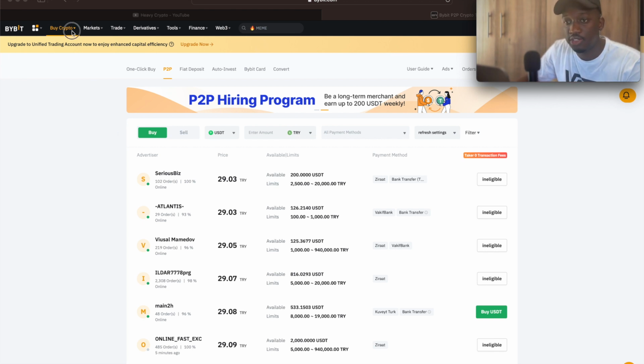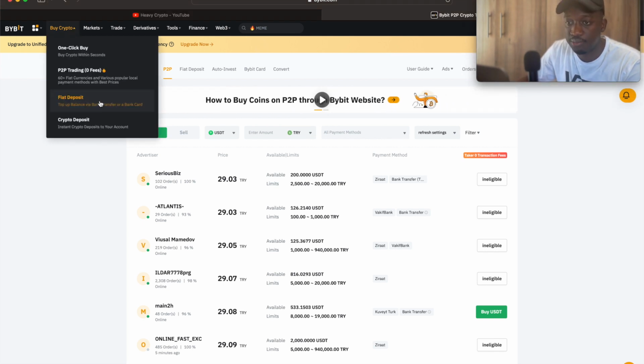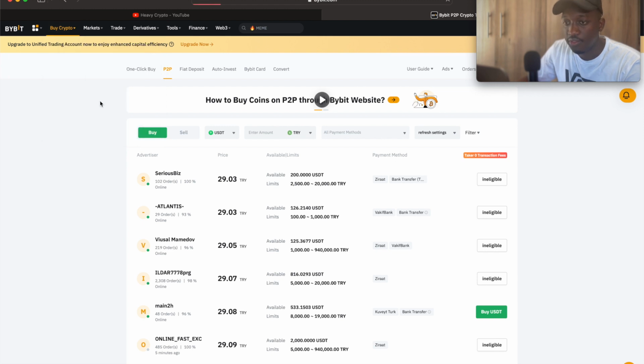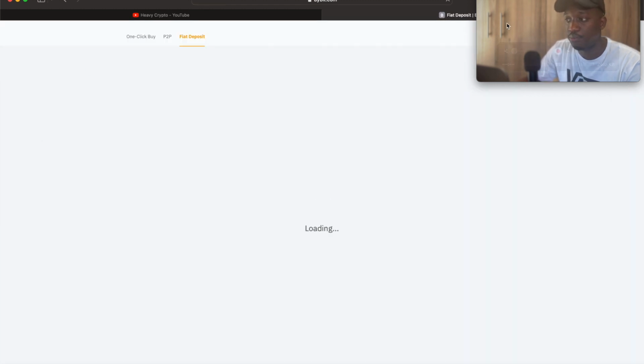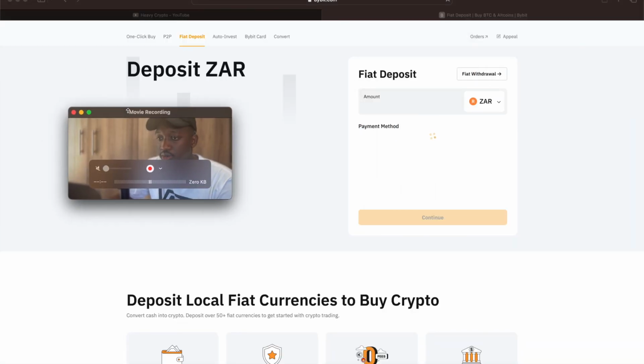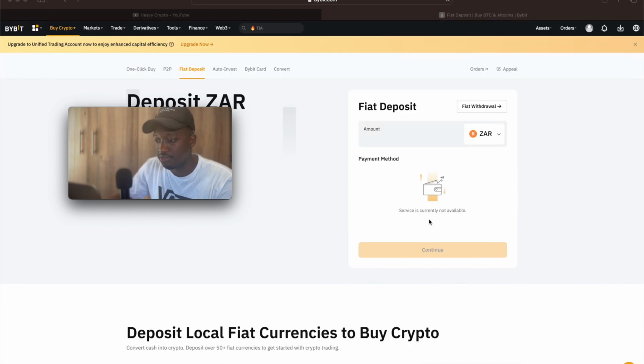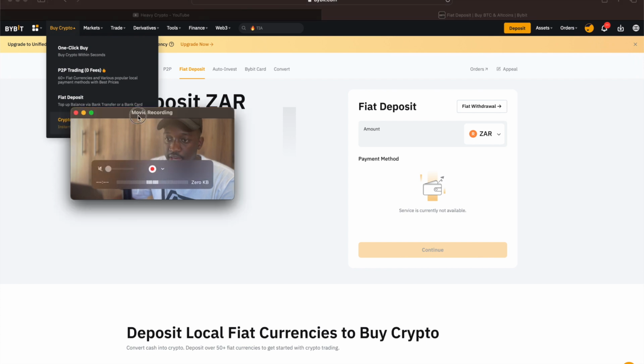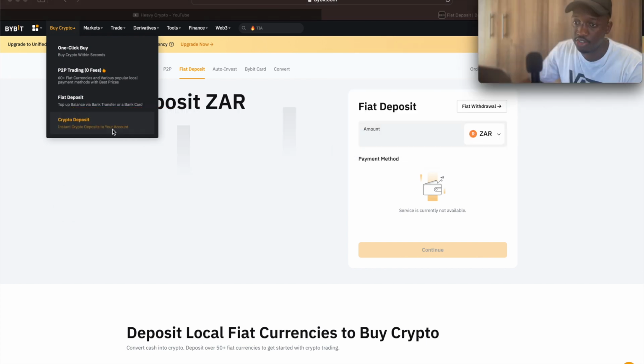So let's go ahead to another tab, which is fiat deposit. This is the same thing, right? You buy crypto using your credit card, so the service is unavailable. All right, and the last option right here, we have instant crypto deposit to your account.